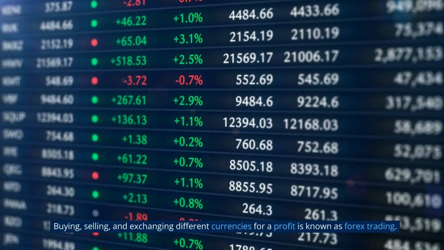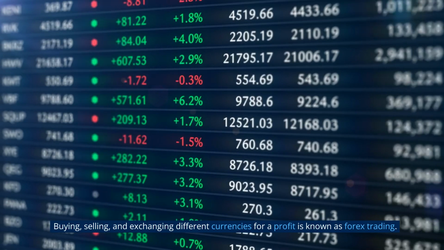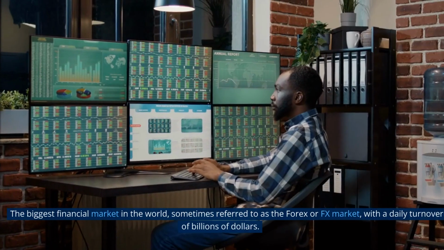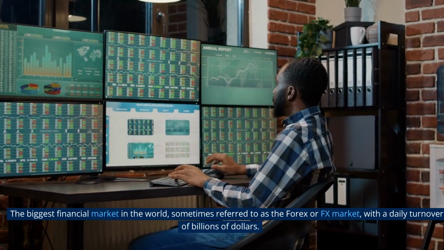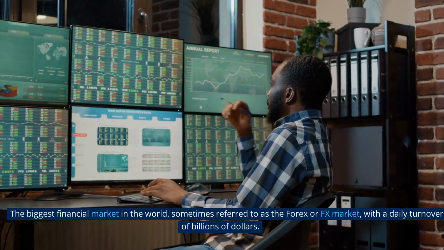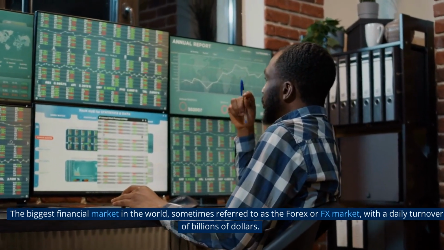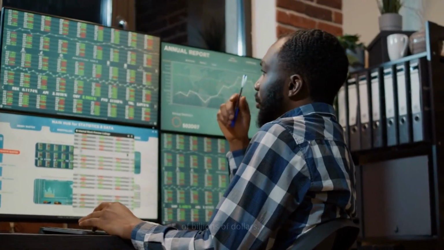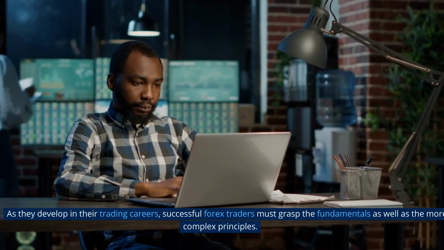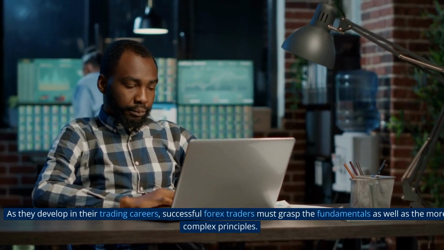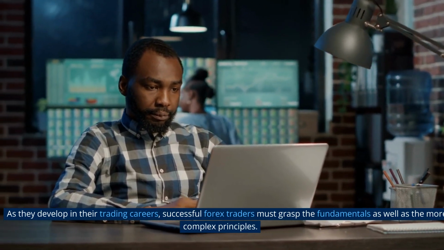The basics of Forex trading. Buying, selling, and exchanging different currencies for a profit is known as Forex trading. The biggest financial market in the world, sometimes referred to as the Forex or FX market, has a daily turnover of billions of dollars. As they develop in their trading careers, successful Forex traders must grasp the fundamentals as well as the more complex principles.